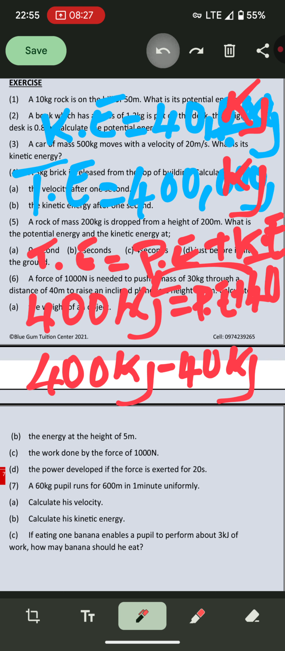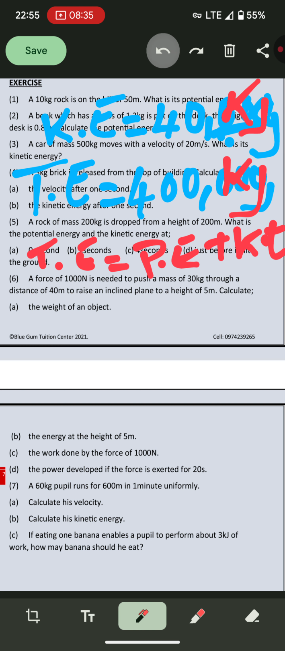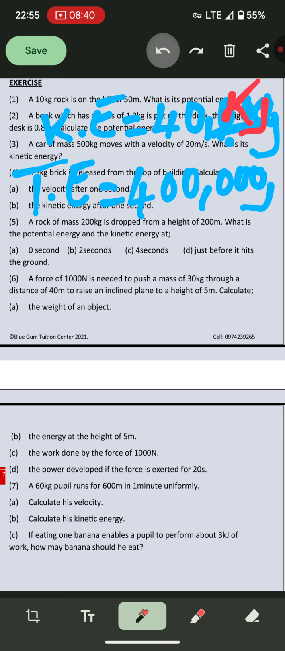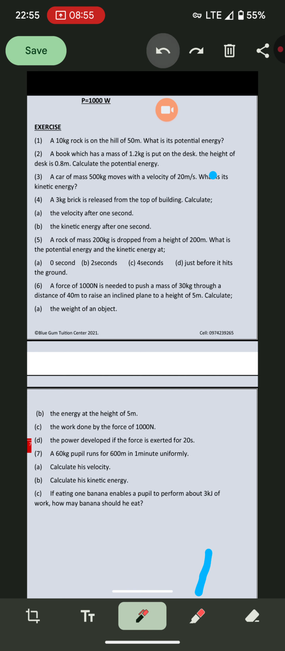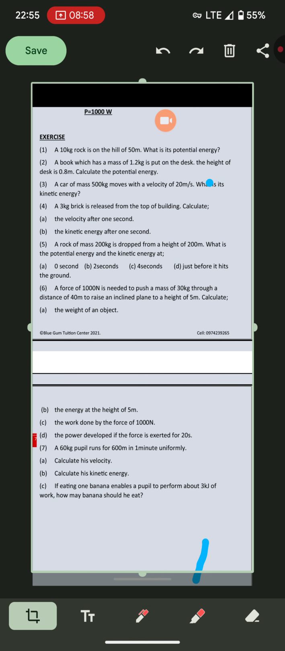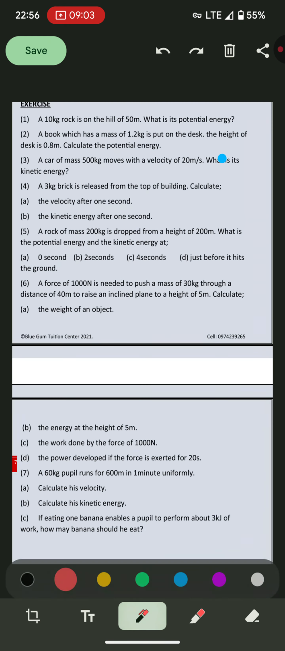Question, if we go to C, it is asking about 4 seconds. What is the potential energy and kinetic energy at 4 seconds? The procedure is the same. First, find the velocity at 4 seconds, which is going to be something like maybe 40, right? Yeah, 40. Then use the velocity to find the kinetic energy. Let me just demonstrate, but it's the same procedure.